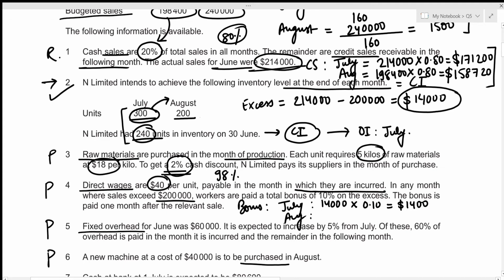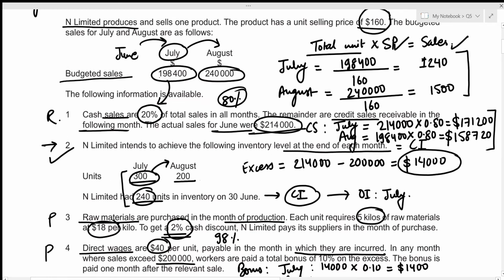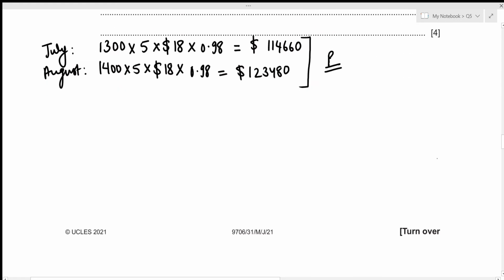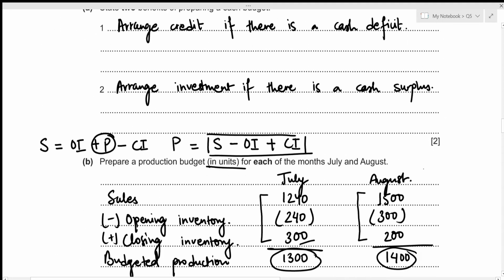All right, now for the bonus made in the month of August, we actually have to look at the sales made in the month of July. And we can see that the sales made was 198,400, which is actually less than 200,000. Which means that there will be no bonus for the month of August. And this bonus is also a payment made, right? So this should be recorded in our payment section. Let's do that. We can record it under the heading of bonus. So bonus made for the month of July was 1,400, and there was actually no bonus in the month of August.